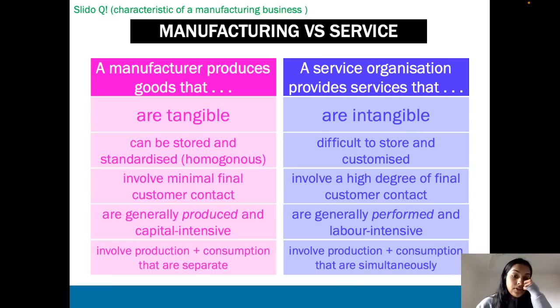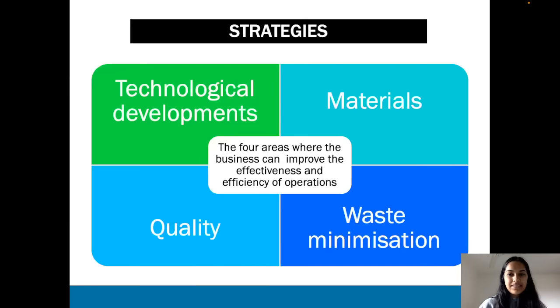Okay, and then also in manufacturing, production and consumption are separate, whereas with a service organization, production and consumption happen at the same time. With the bank example, during the process stage the employee is helping the customer address their needs, for example setting up a bank account, and at the same time the customer is receiving that information, so it's happening simultaneously. Whereas with a manufacturer, they tend to be separate.